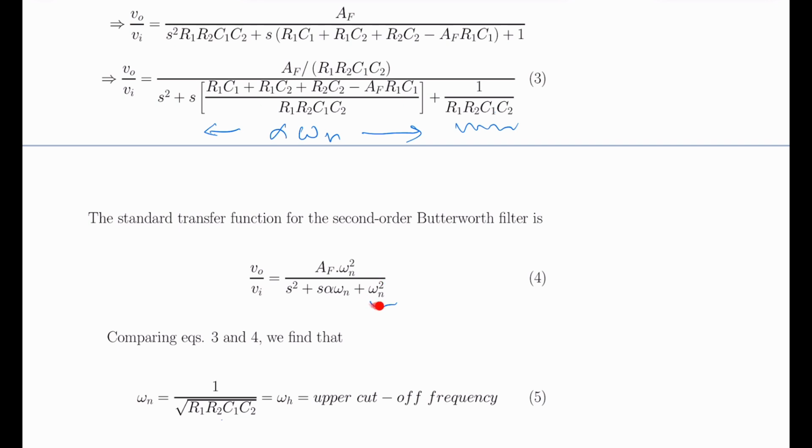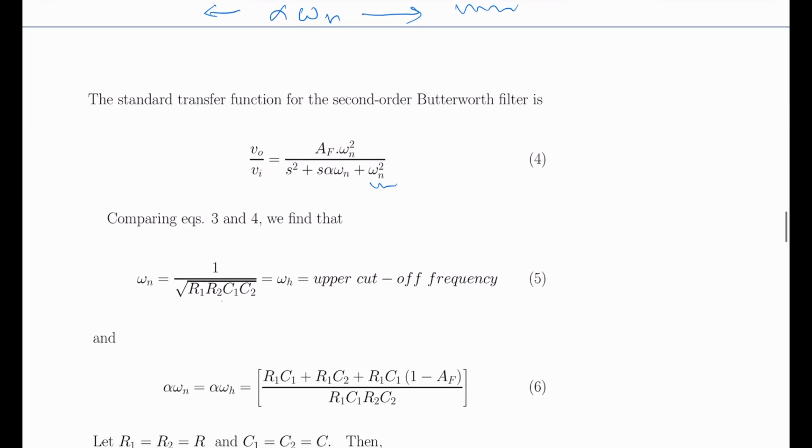Omega n square is here and this is here. The term containing S square is this. The coefficient of S here is alpha omega n; here it is this term. So we have alpha omega n is nothing but alpha omega h, because omega n is now omega h. So put the value here. This is R1 C1 plus R1 C2 plus R1 C1 into 1 minus AF upon R1 C1 R2 C2.